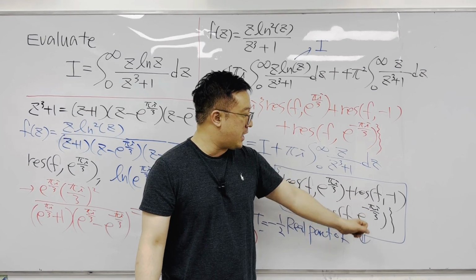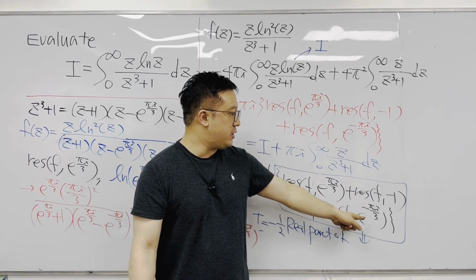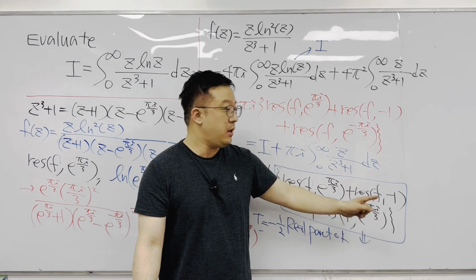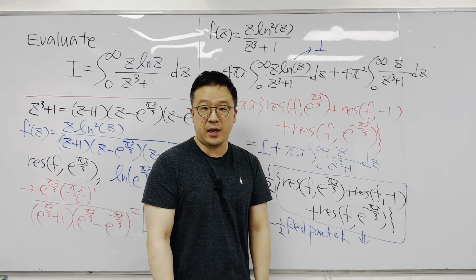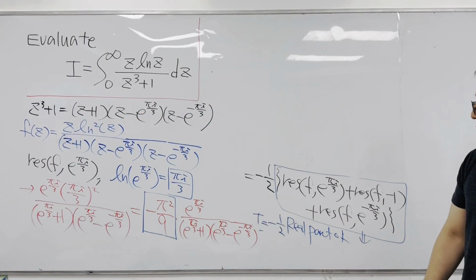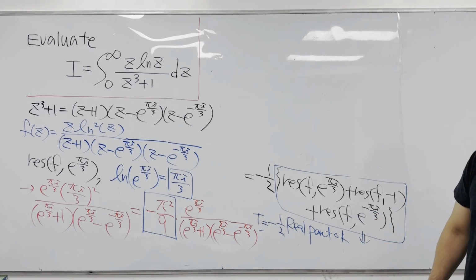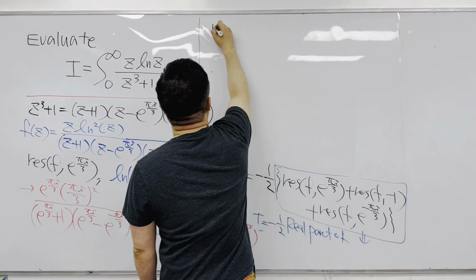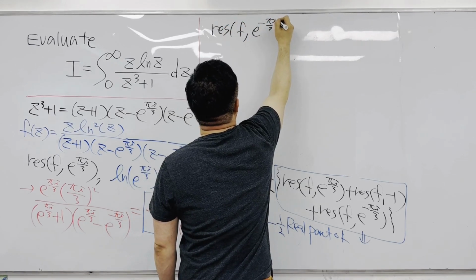Okay, then we can move on to talk about the residue of f at e to the power of negative pi i over 3. From the beginning, we talked about how we can use e to the power of 5 over 3 pi i because of the choice of the branch cut that we showed in the beginning. So we'll be using that. Now we're working on the residue of f at e to the power of negative pi i over 3, right?